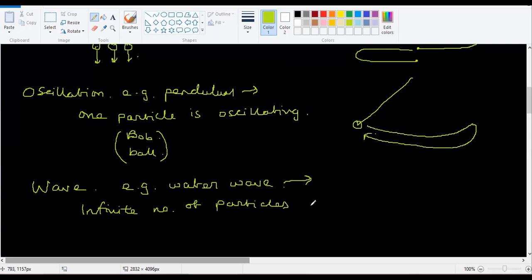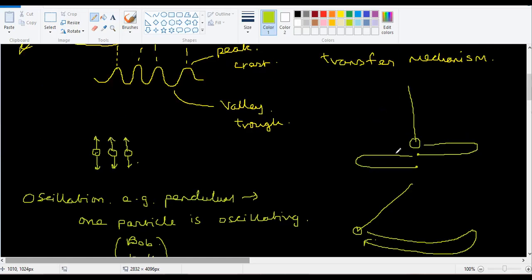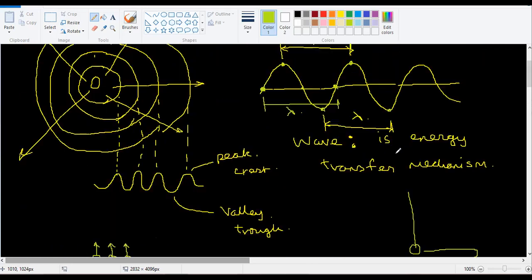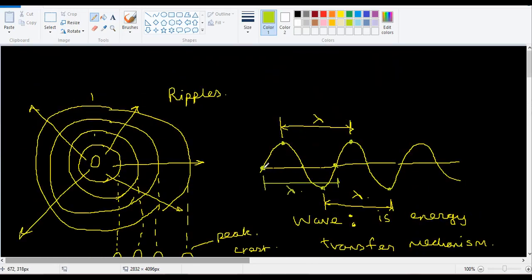You can say vibrating, oscillating, right? So that's the difference between oscillation and a wave. A wave, in a way, is like many particles oscillating at the same time. Only thing, they are not in phase. Not all the particles are in phase. So when this particle is going up, this particle might be coming down. This particle might be going up.